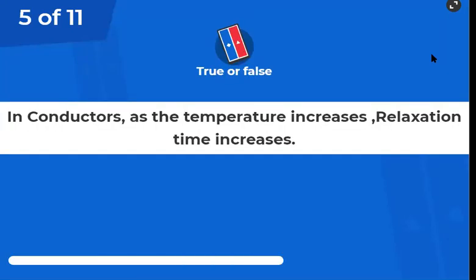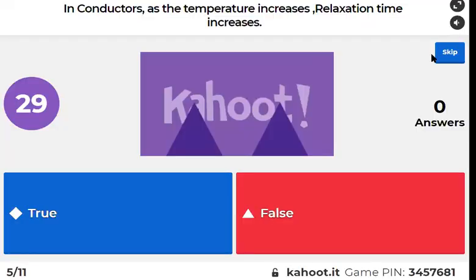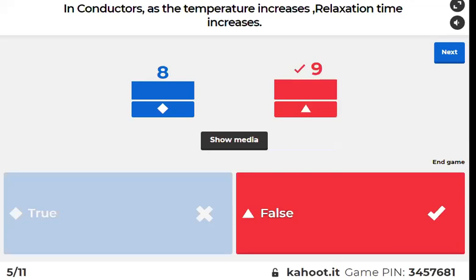In conductor, as temperature increases, relaxation time increases. Now, this is very logical. Yes, of course, right? Think about it now. It will decrease, right? If temperature increases, the electron will move faster, so relaxation time will decrease. Very good. Very good, Emma.